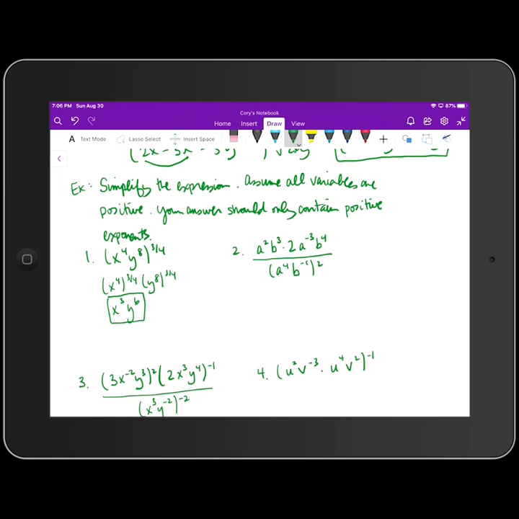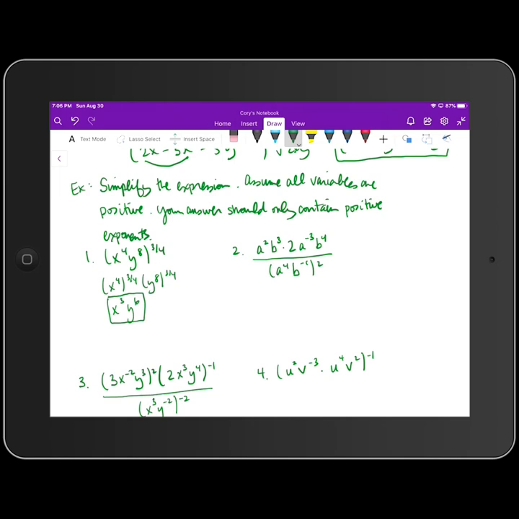All right. With the rest of them, there are different ways that you can work through these problems. You don't have to follow the same order in which I do them. Okay, so for number 2, we have a squared times b cubed times 2 times a raised to the negative third power times b raised to the fourth power, over a to the fourth power b to the negative 1 power, quantity squared.